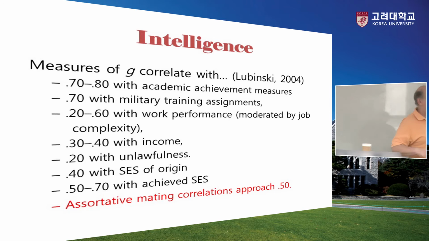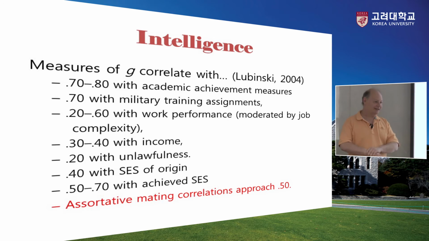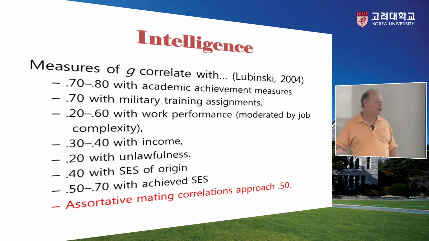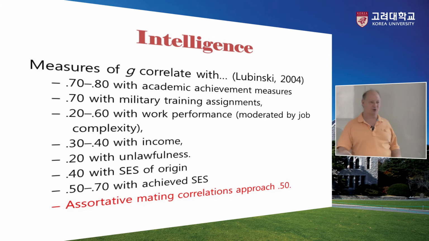How well people do on academic achievement tests, like the GRE or SAT or test scores, smart people score higher, strongly. They do better with training assignments in the military. It's strongly related to work performance in jobs, but it depends on your job complexity. If you have a simple job, intelligence doesn't help much. If you have a super complicated job, intelligence matters a whole lot. It correlates about 0.3, 0.4 with income. It's negatively, that's not a negative. It's correlated with unlawfulness. So dumb people are more likely to break the law.